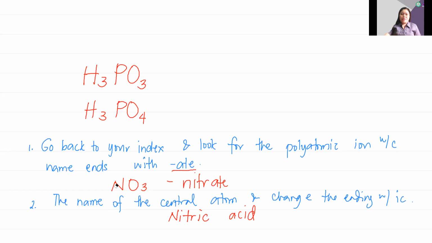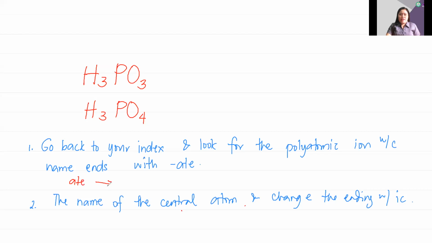Sige, kayo muna para ma-practice nyo dyan. Ma-identify nyo alin yung base acid natin. Thus, mag-end siya sa IC. Ano kasi yung rule natin dyan, class? Kapag polyatomic ion niya nag-end sa 8 (ate), ang ending ng acid niya will be IC. But if the polyatomic ion ends with I (ite), ang ending ng kanyang acid ay OUS. Okay?